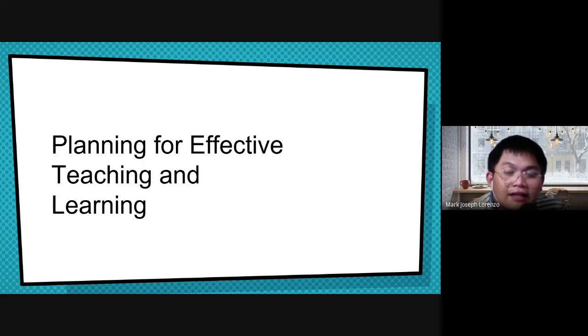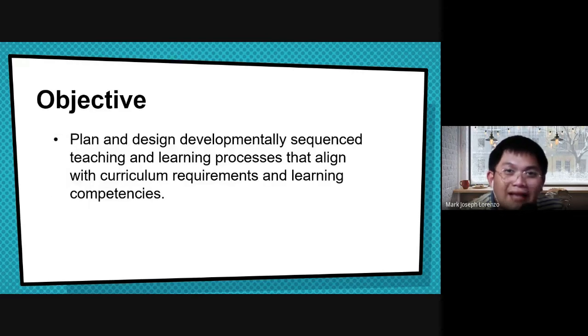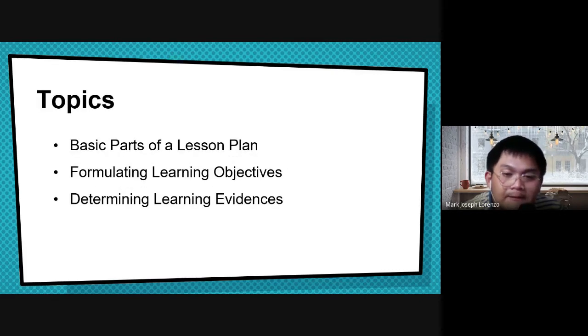Good day. Let us discuss planning for effective teaching and learning. By the end of this discussion, we will learn how to write a learning plan and construct teaching and learning processes that are developmentally sequenced and aligned with curricular objectives and learning competencies.